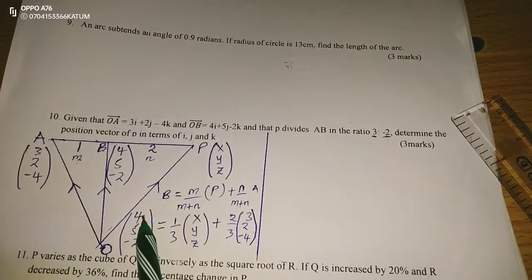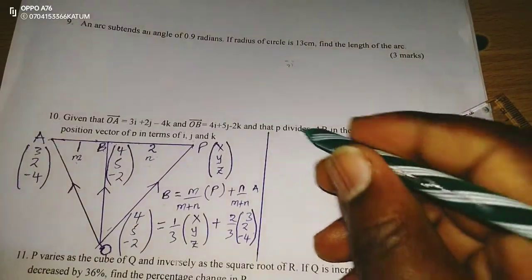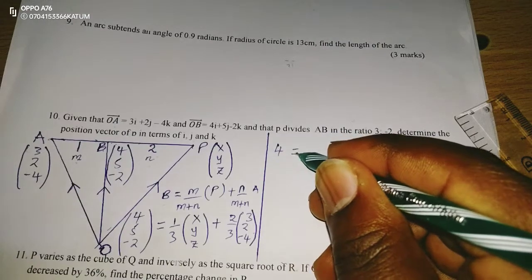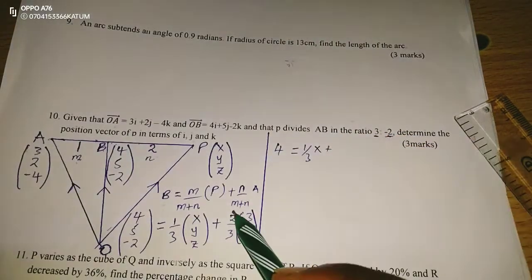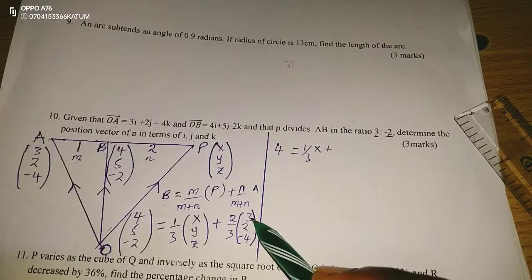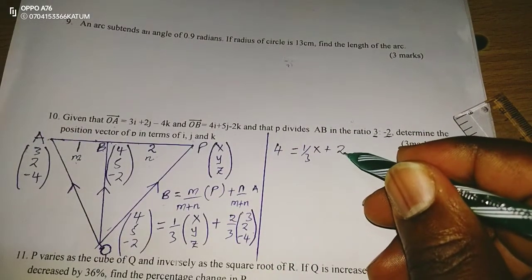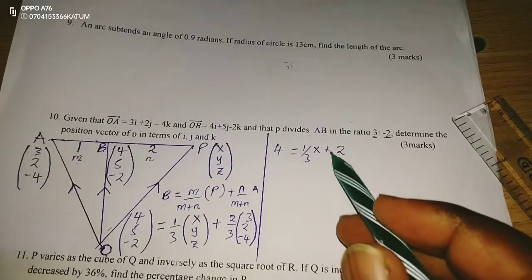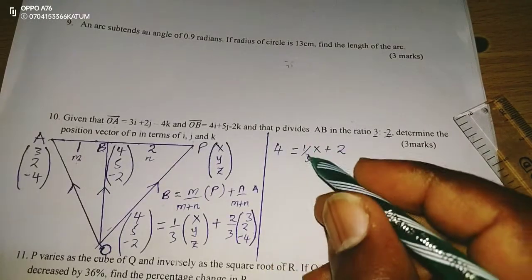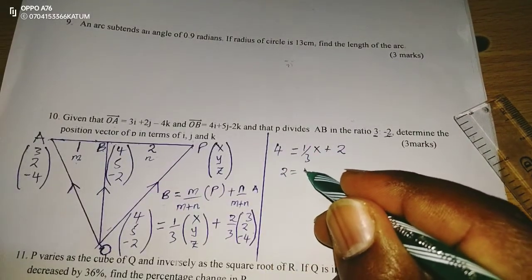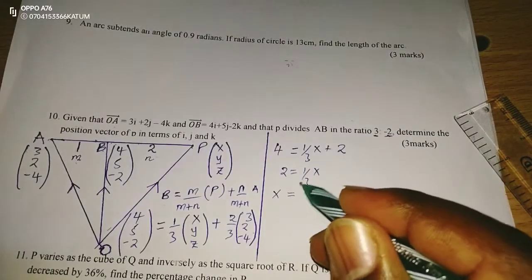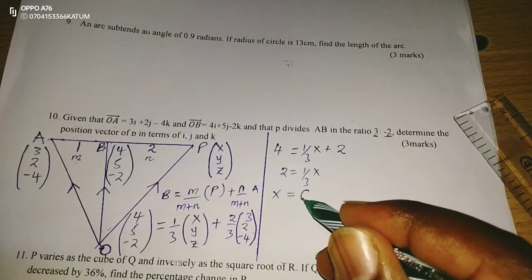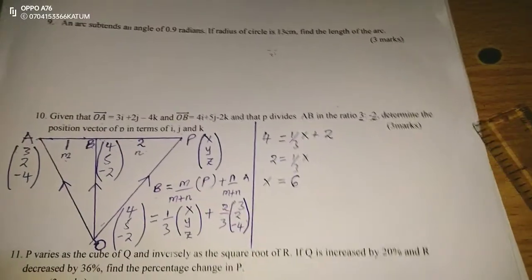We can equate the x components, whereby we start with 4 being equal to 1/3 x plus 2/3 times 3. This is going to give us 2. Therefore, when we take 2 to this side, we shall have 2 equals a third x. To remain with x, we multiply by 3 through, and this gives us x as 6.